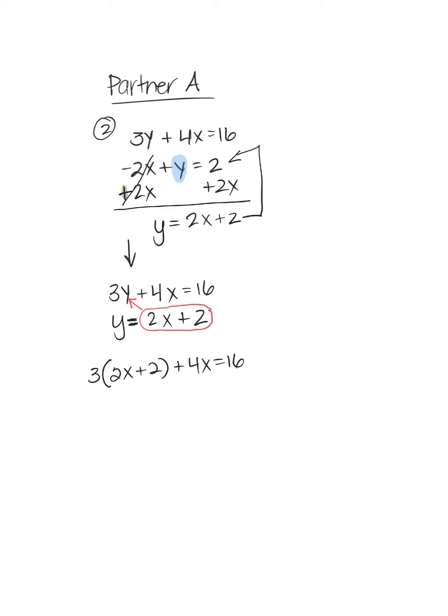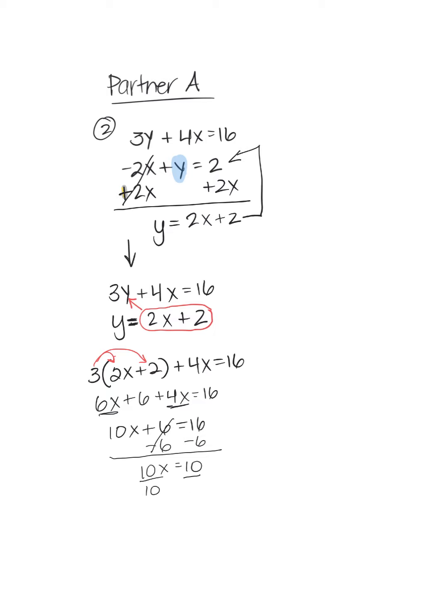All right, back to our multi-step equations. I need to distribute because there's parentheses there. 3 times 2x is 6x, and 3 times 2 is 6. I need to combine my like terms. I'm going to subtract 6 using my additive inverse. I'm going to divide by 10. That's my multiplicative inverse. And that gives me x equals 1.